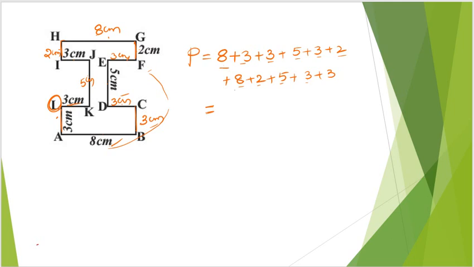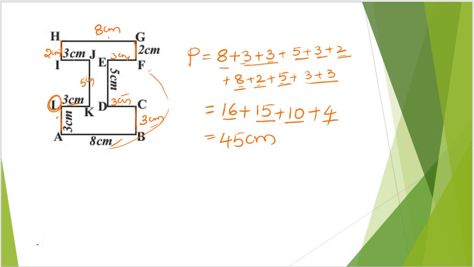How many 8s are there? 2 8s are there, so 2 8s are 16. Next, how many 3s are there? 1, 2, 3, 4, 5. So 5 3s are 15. Next, how many 5s are there? 2 5s are there, 2 5s are 10. Next, how many 2s are there? 2 2s, which is 4. I am adding all these: 16 plus 4 is 20, 20 plus 10 is 30, 30 plus 15 is 45 centimeters.